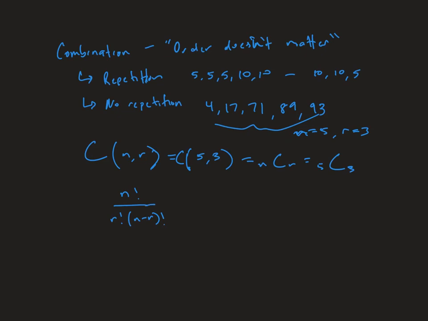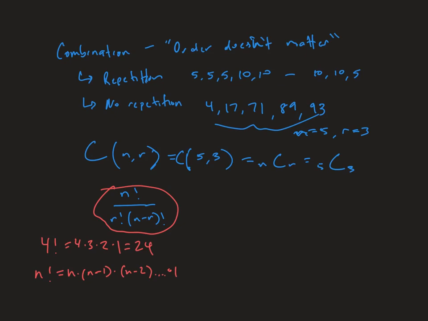So a quick recap on factorials for some of you who may have forgotten. We say a factorial is the product of all the numbers from N. So N times N minus 1 times N minus 2, down to 1. So 4 factorial is 4 times 3 times 2 times 1. So it equals 24. So that's our super important formula.